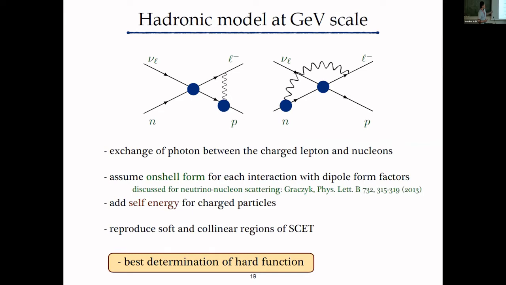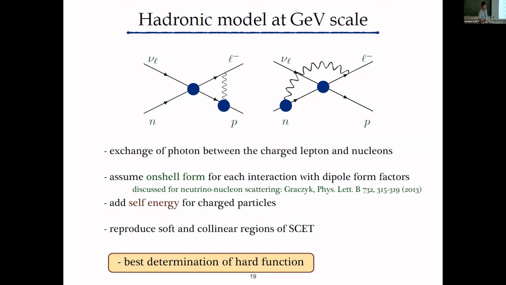Moreover, this calculation does not reproduce the collinear region correctly. And we modify this calculation by modifying these electroweak vertices. And our main guiding principle is to reproduce correctly the collinear region of virtual diagrams and collinear radiation. Besides this, if you consider this calculation, it's not gauge invariant.